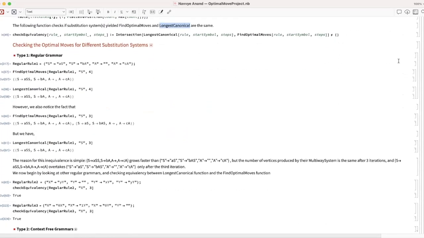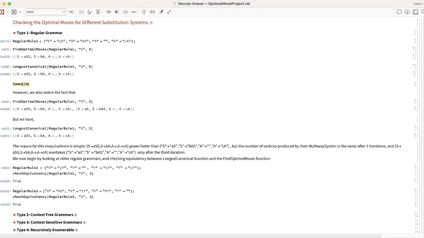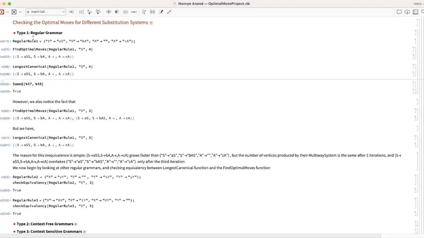Now, we start by checking the optimal moves for different types of grammars. There are regular grammars, context-free grammars, context-sensitive grammars, and recursively enumerable grammars, as defined by the Chomsky hierarchy. And we start by listing out the optimal move for each one of them. So we have a rule over here, and we find the optimal moves and the longest canonical, and both of them are the same. And just to verify this, you could just do something like this. And yeah, both of them are the same.